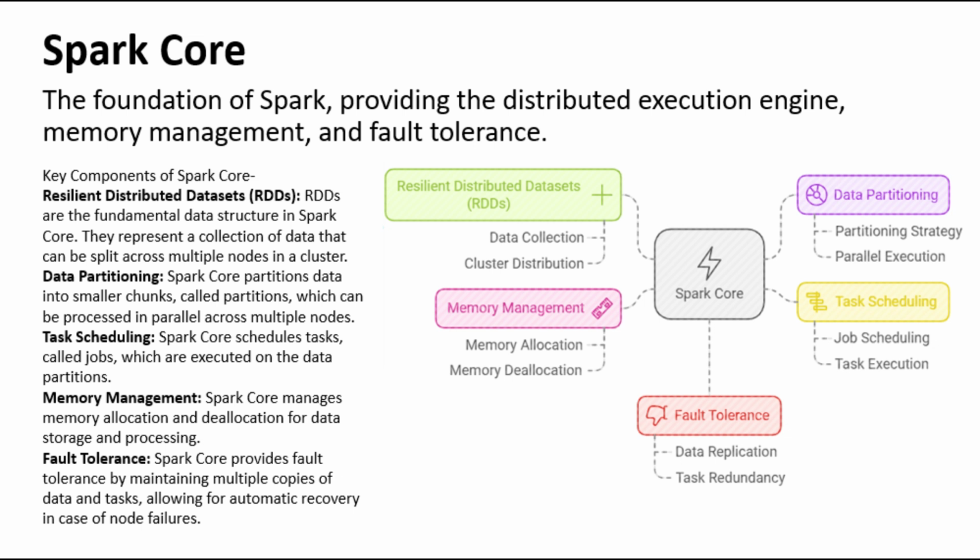3. Task scheduling. Spark Core schedules tasks called jobs, which are executed on the data partitions. 4. Memory management. Spark Core manages memory allocation and deallocation for data storage and processing. 5. Fault tolerance. Spark Core provides fault tolerance by maintaining multiple copies of data and tasks, allowing for automatic recovery in case of node failures.